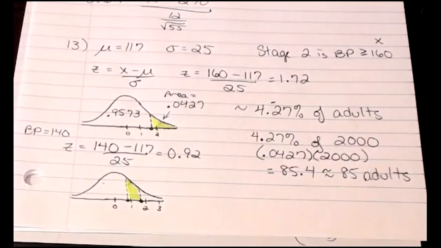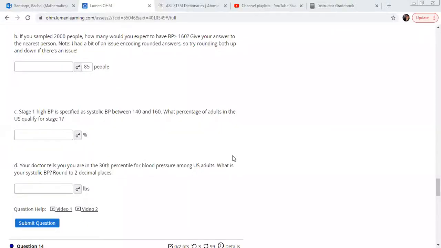Is this starting to make more sense? Yeah. Beautiful. So find the area to the left, find the area to the left, subtract, and that'll give you just this sliver, which you can then turn into a percent.